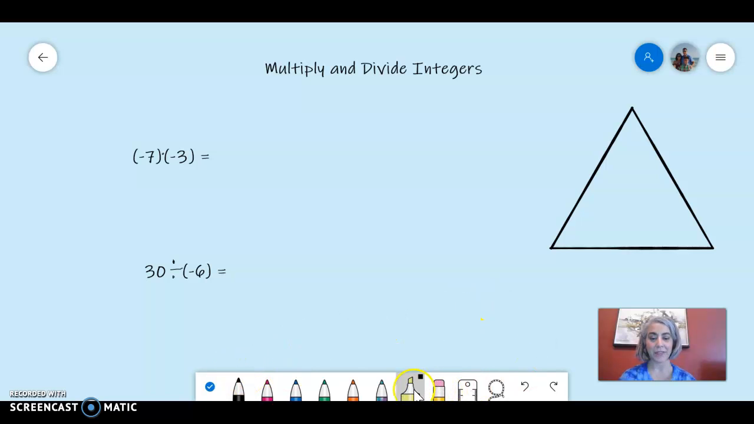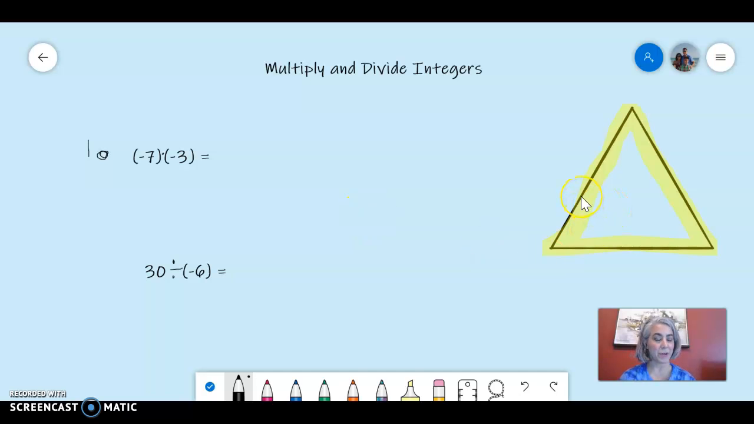And when we multiply and divide integers, we're going to use our magic triangle that I have drawn right over here that we used in class. So let's start with our first example right here, where we are multiplying -7 times -3.